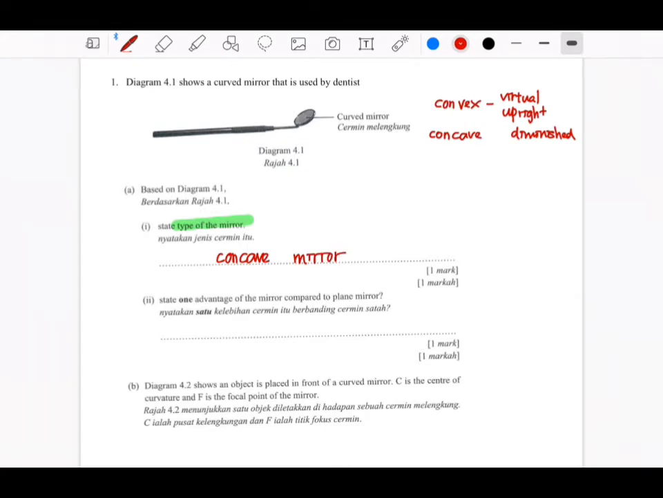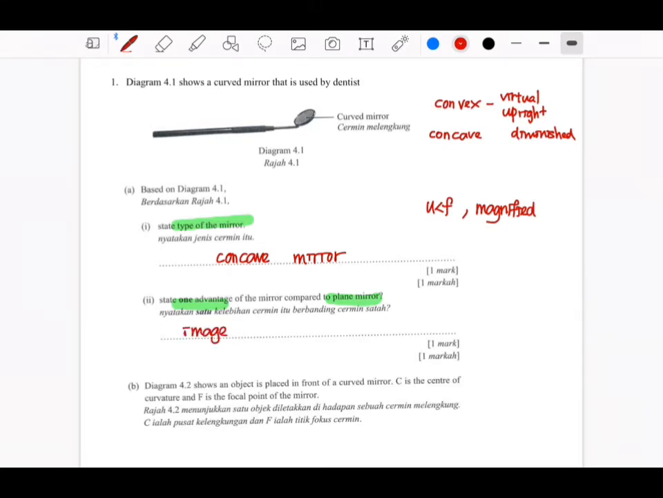mirror. When your object distance is less than the focal length, the image will be magnified, will be enlarged. Part 2, state one advantage compared to plane mirror. Okay, we have mentioned the advantages. The concave mirror will have a magnified image.